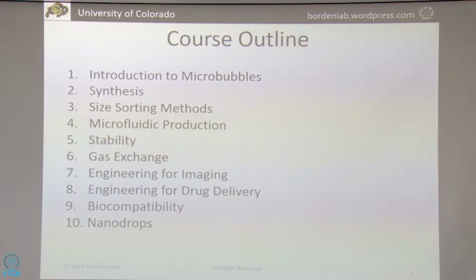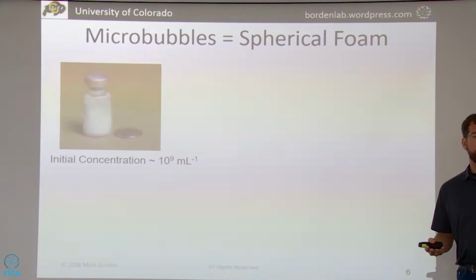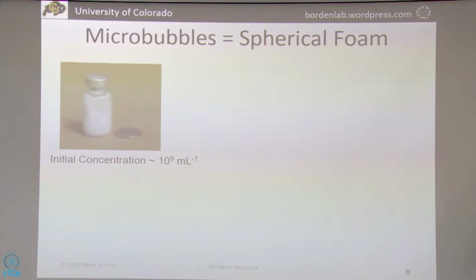in the last lecture. Okay, so let's just start with the basics. What are microbubbles? So if I was to give you a vial of microbubbles, it would look like this. This is about a 2 or 3 milliliter vial of bubbles. Only about a milliliter and a half volume of bubbles. This is just gas headspace. But these are the microbubbles. It's a milky white suspension to the eye.